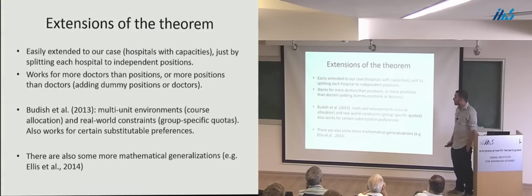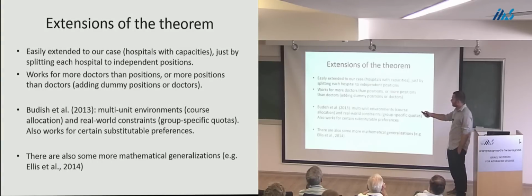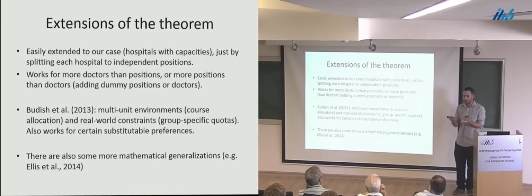Extensions of this theorem. We can easily extend it to our case, in which hospitals have capacity bigger than one, just by splitting the hospitals into many positions, and each position would be a column instead of each hospital being a column. It also works for more doctors than positions, or more positions than doctors. We just add dummy doctors or dummy positions.